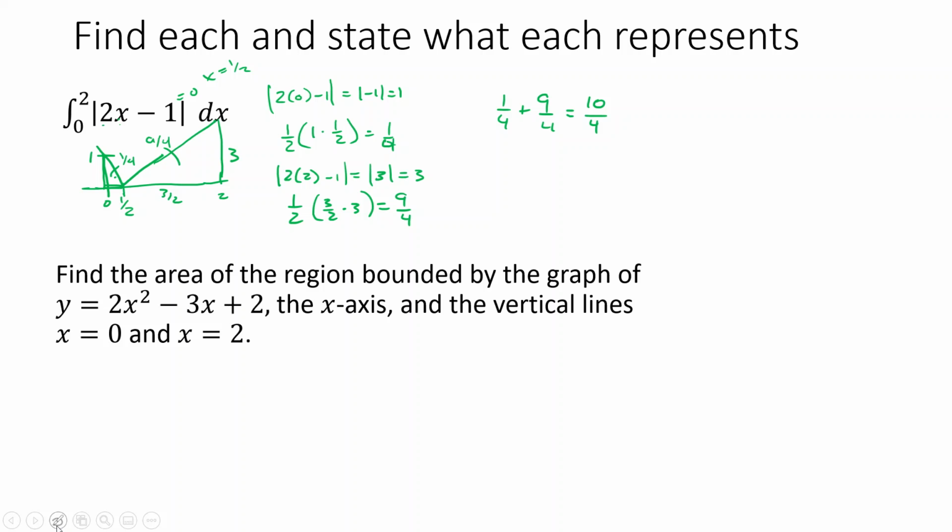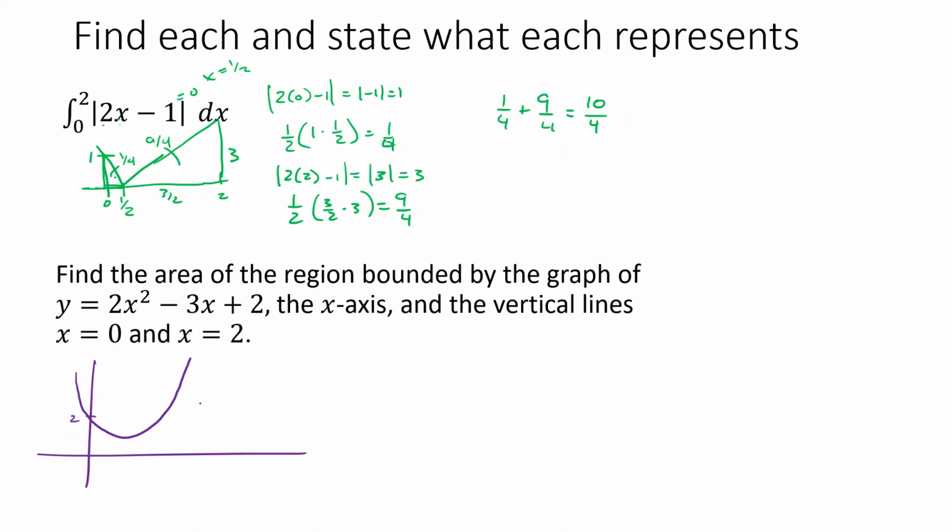Next one, find the area of the region bounded by the graph y equals this function, the x-axis, and the vertical lines x equals 0 and x equals 2. Well, we could graph this. It's just a parabola. It's going to cross here at 2. It's going to open up. It's going to look something like that.